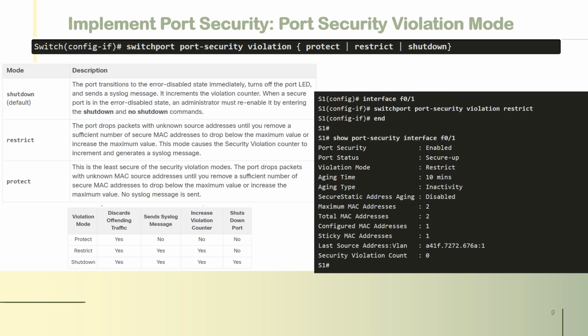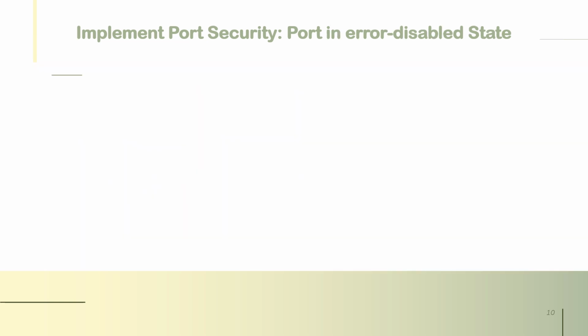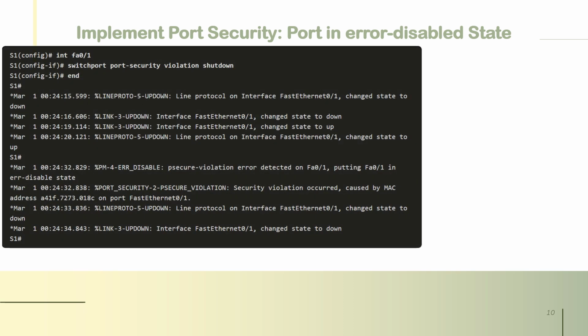But what happens when the port security violation is shutdown and a port violation occurs? The port is physically shut down and placed in the error disabled state, and no traffic is sent or received on that port, which means that now we are seeing the port in error disabled state. Here in this figure, the port security violation is changed back to the default shutdown setting.